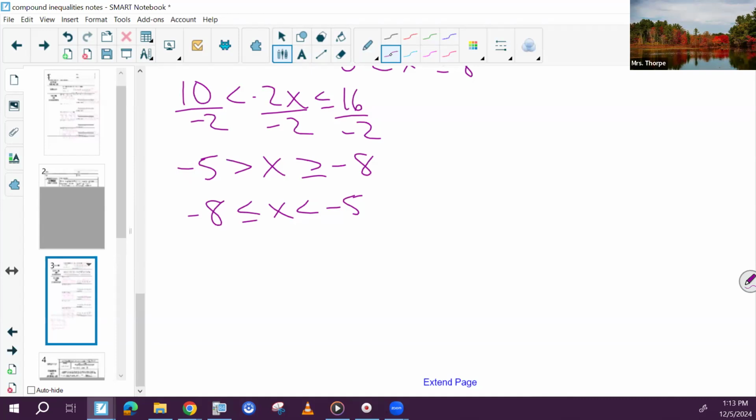Anyone have any questions in general about the and inequalities? For and, why did I flip it here? Because and inequalities always need to be less than or equal to. It couldn't be this.